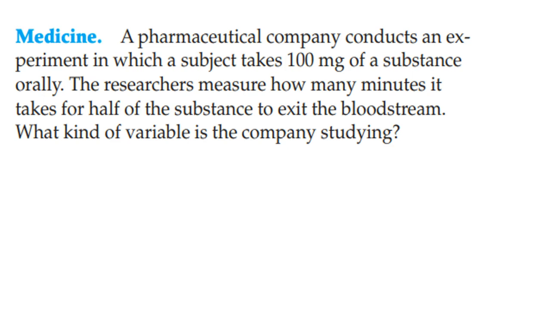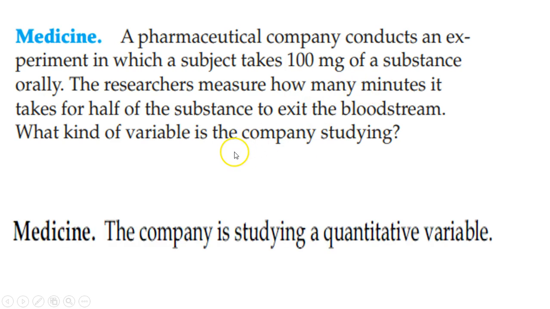Medicine example. So you got pharmaceutical companies, right? They conduct an experiment in which a subject takes 100 milligrams of a substance orally. The researchers measure how many minutes it takes for half of the substance to exit the bloodstream. What kind of variable is this? If we're measuring how many minutes, can you add up minutes? All right, the company is studying a quantitative variable because the medicine that we're talking about, you can have a certain quantity of medicine. They are measuring how many minutes it takes for that substance to exit the blood. So we can calculate a quantity of how many minutes, right?